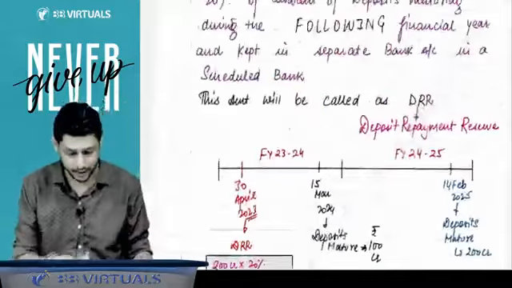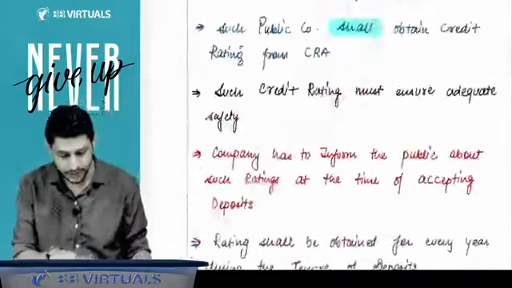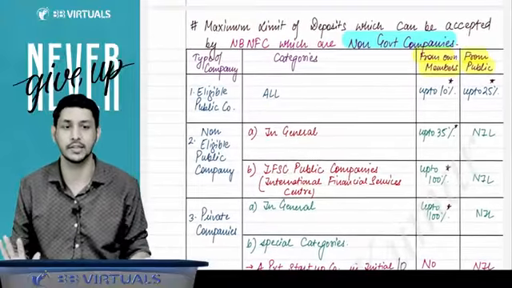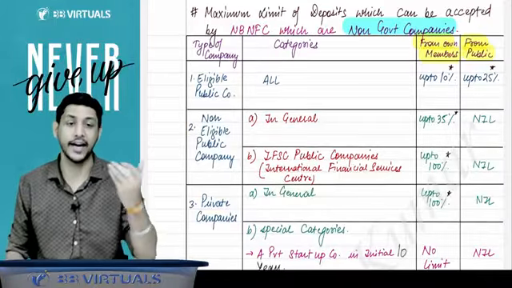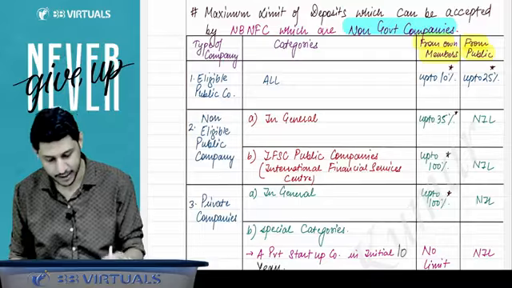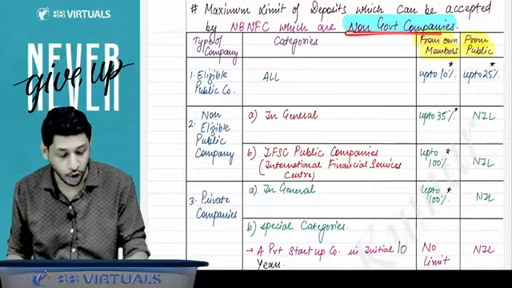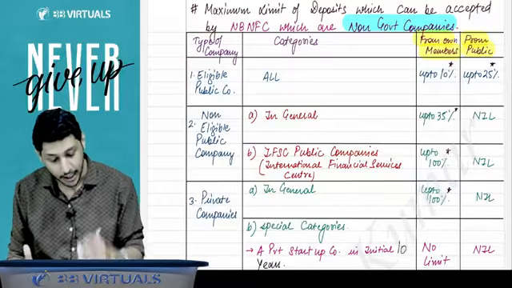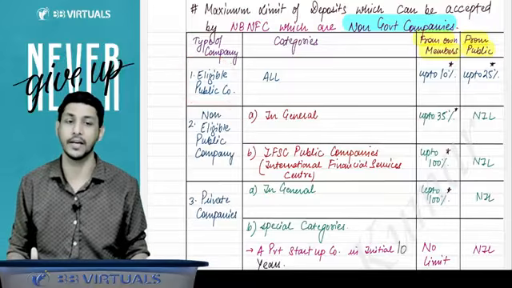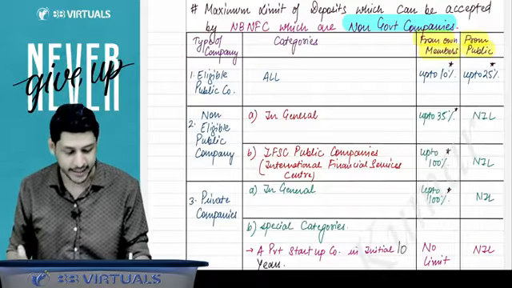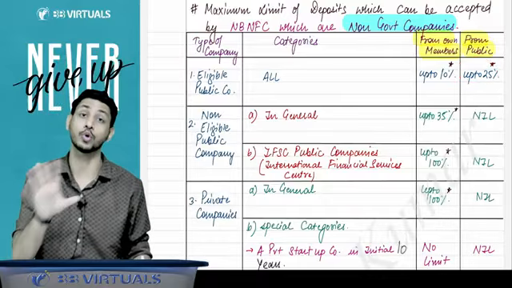Let me tell you the limits also, and the chart also. In this chart, I have simplified all the limits together, like what kind of company can accept how much deposit from whom. That chart is given here. So if I talk about a non-government company, the non-government company can accept deposits. How? If it is an eligible public company, then they can accept deposit from the members up to 10% and they can accept deposit from the public up to 25%.